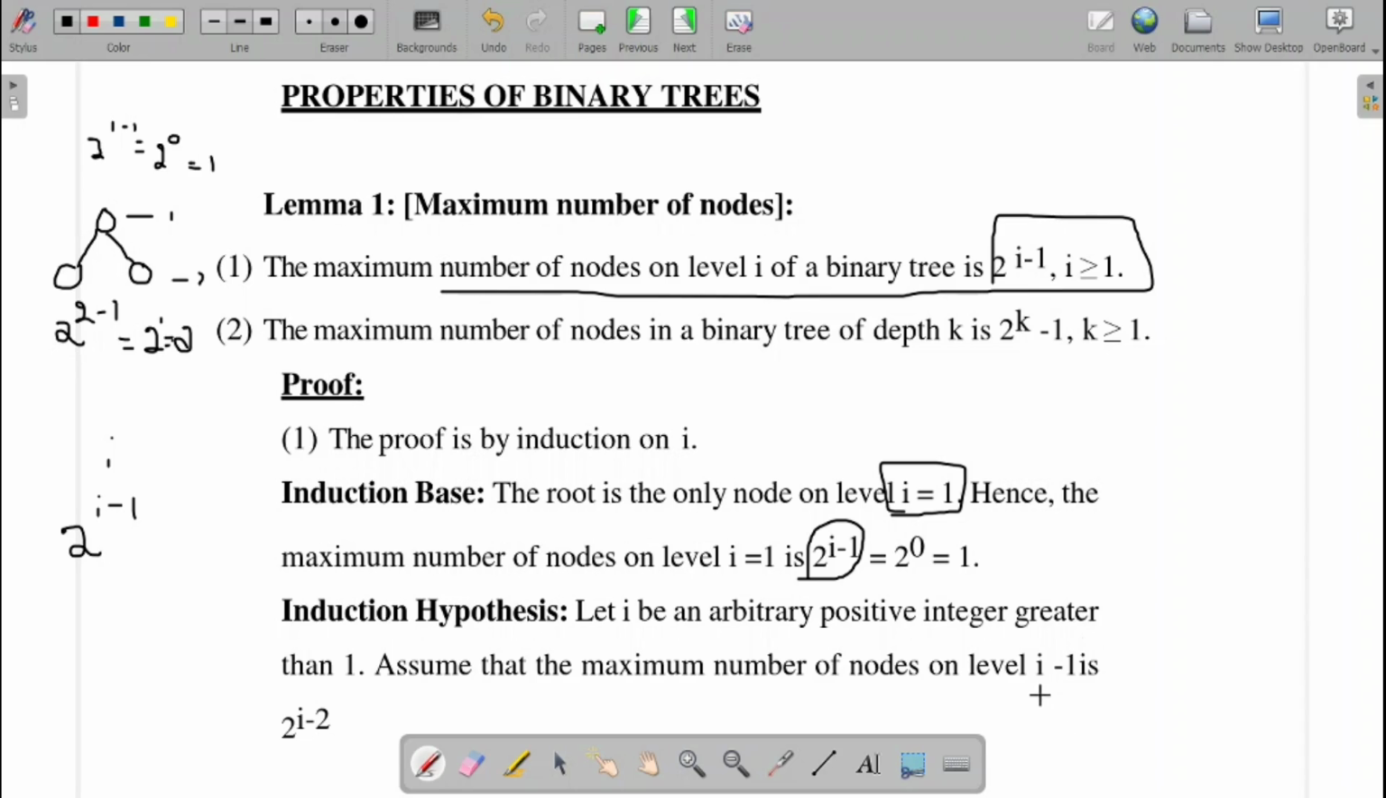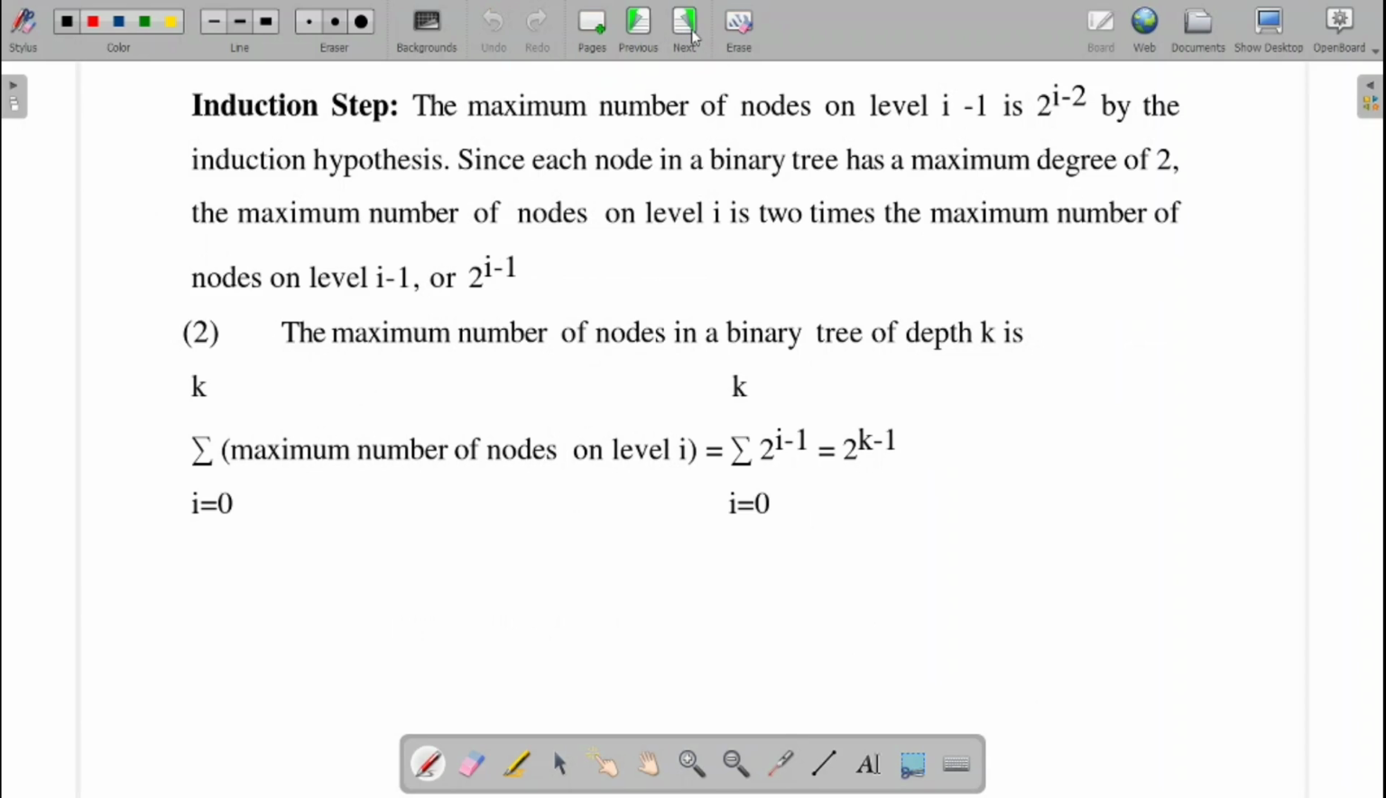So at the level i minus 1, the number of elements will be equal to 2 power of i minus 2. So this is our induction hypothesis. Then next, in the induction step, what happens when we go to the next level? At the level i minus 1, the number of elements will be equal to 2 power of i minus 2. Fine. That is by the induction hypothesis.